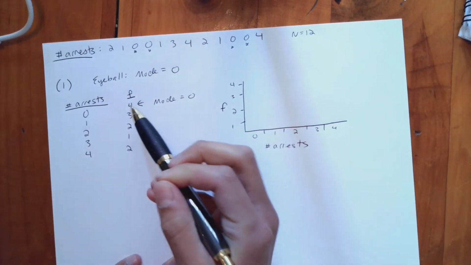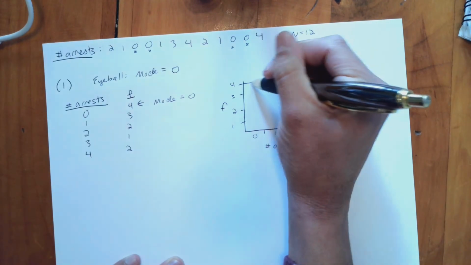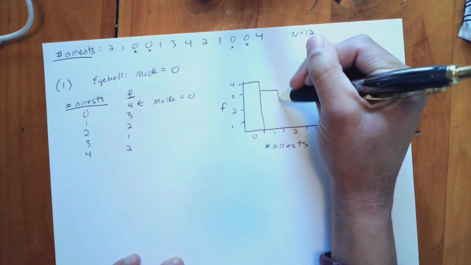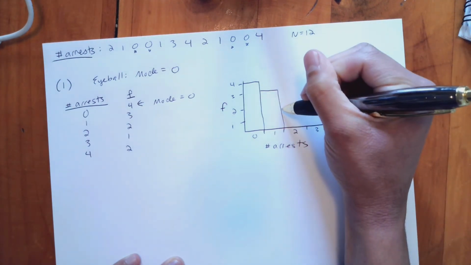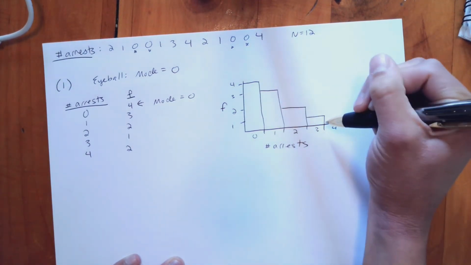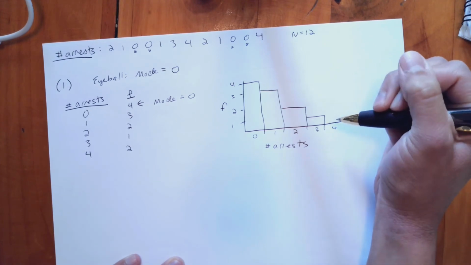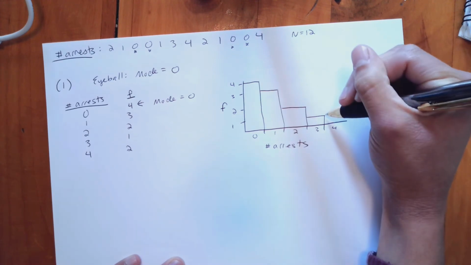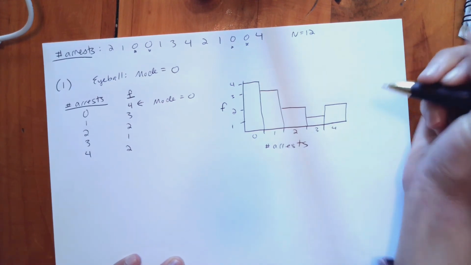Where I have 4 cases with 0 arrests, so I'll draw a line up to 4 for 0. 3 cases with 1 arrest, so I'll draw a line up to 3. 2 cases with 2 arrests, draw a line up to 2. 1 case with 3 arrests, so I'll draw a line up to 1 here. And then 2 cases with 4 arrests, so I'll draw a line up to 2 here.